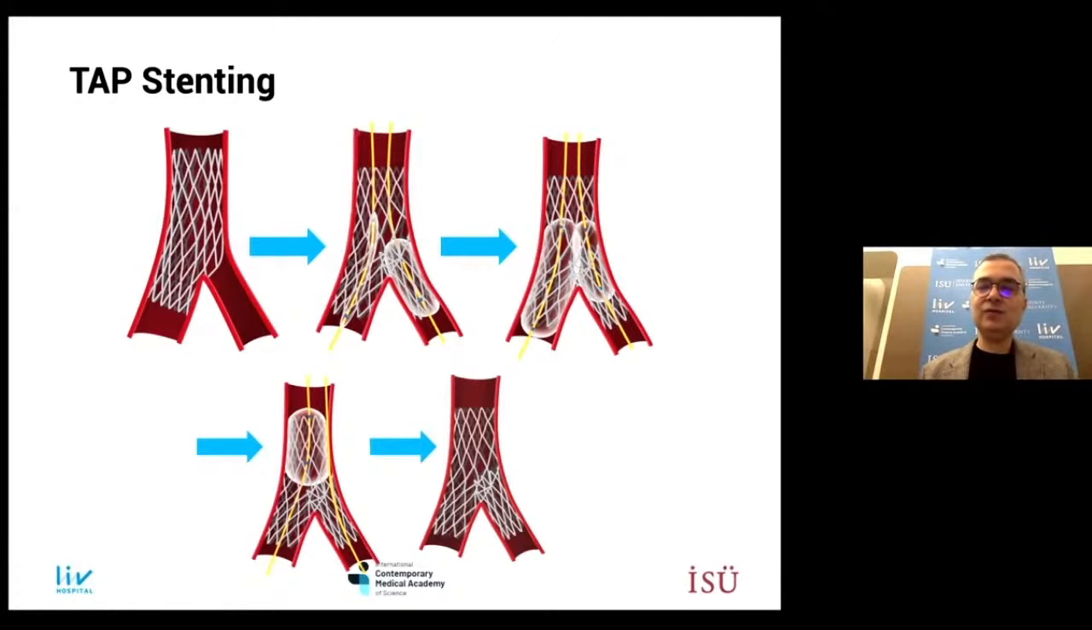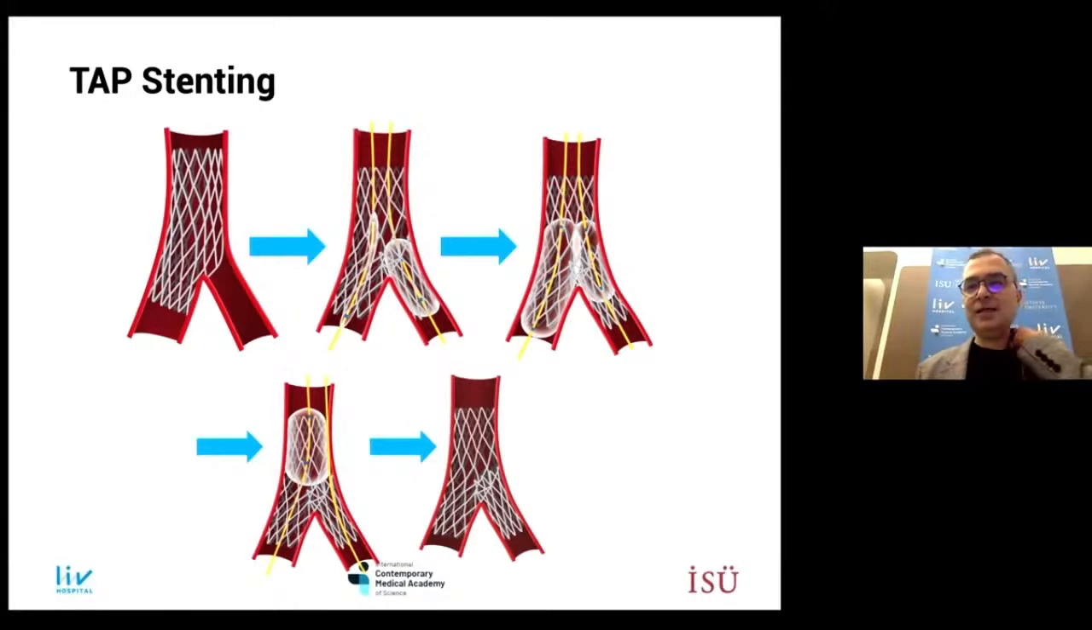So in case you make the kissing balloon the standard way, not the mini way, you should finish the case with a final POT. But of course, the very important trick here is to choose a smaller POT balloon, and the POT balloon marker should never advance to the carina because there is a minimal protrusion here. And in case you advance this balloon more distally, you will finish with a crush of the side branch stent, which we don't want to see.